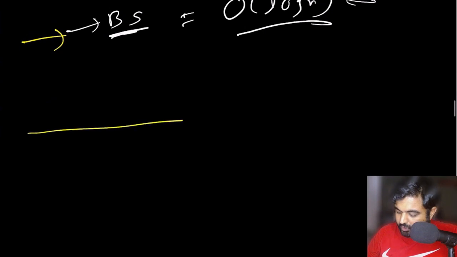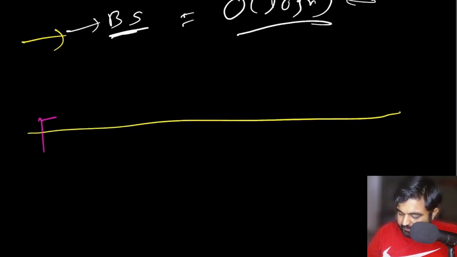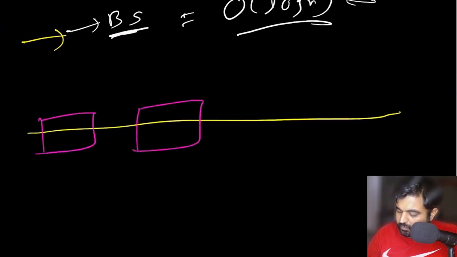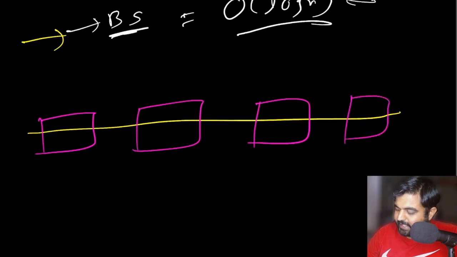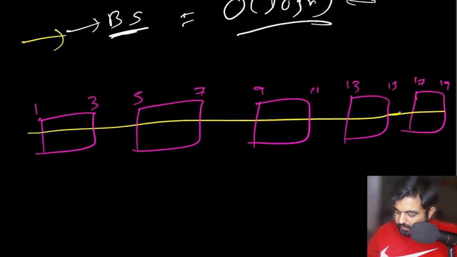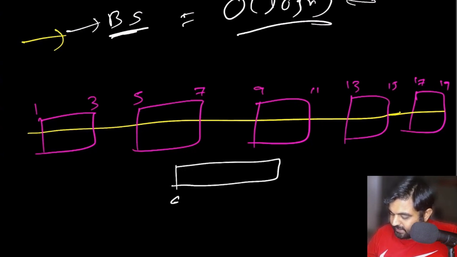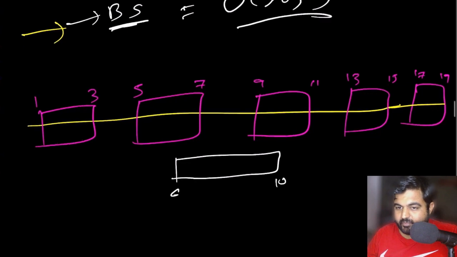Let me just draw a bigger case, and then we will try to see how to best use binary search in any given situation. So suppose this is the input we are given. Let me just mark some arbitrary values. Now the new block we are trying to add is, say for example, between these two values: 6 and 10. This is the new block we are trying to add.